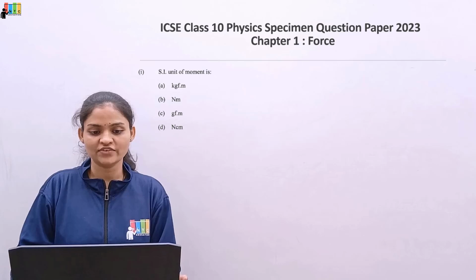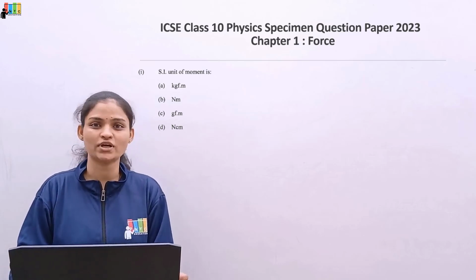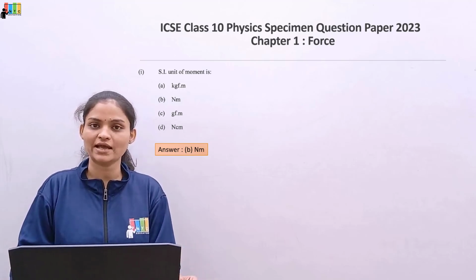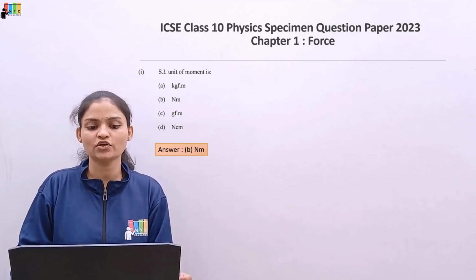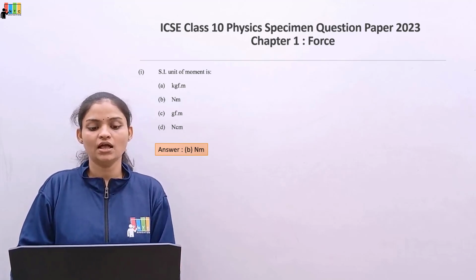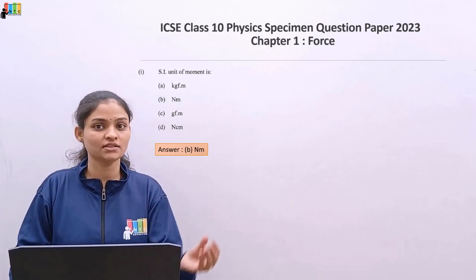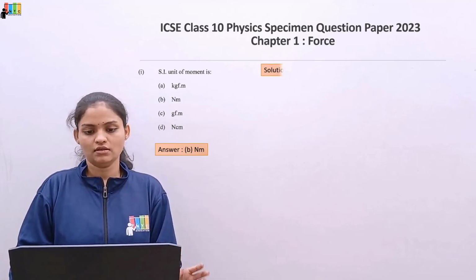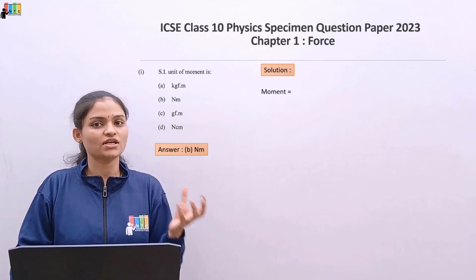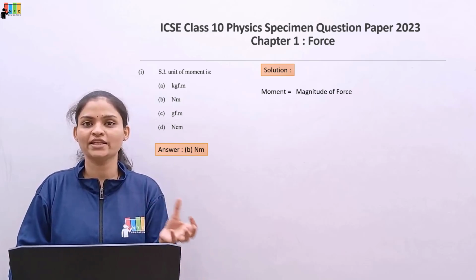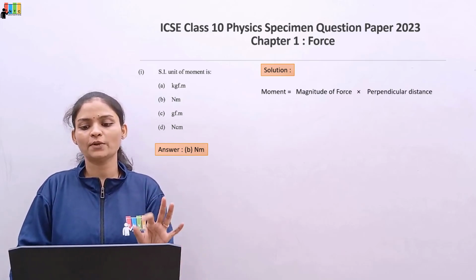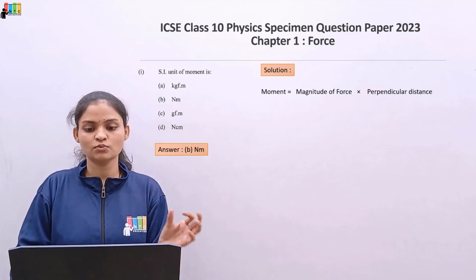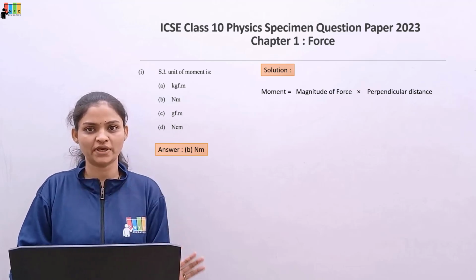As we have discussed in our first chapter, what is moment? So what is the answer? The correct answer is option B, that is Newton meter. SI unit of moment is Newton meter. Now if you don't remember it, how will you calculate the unit? It is easy. What is moment? Moment is nothing but magnitude of force into perpendicular distance from the axis of rotation, right?